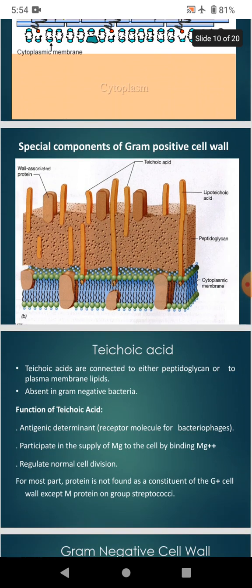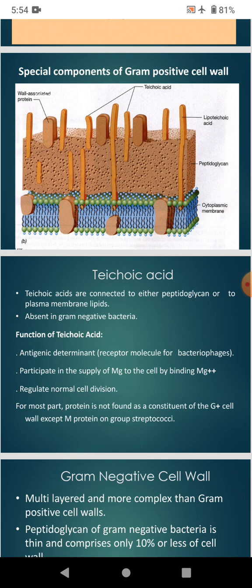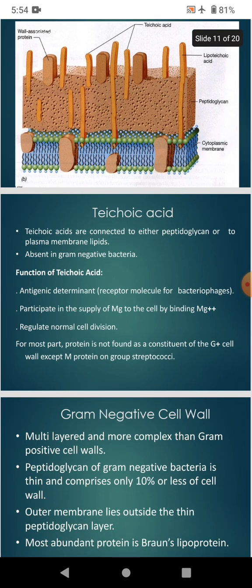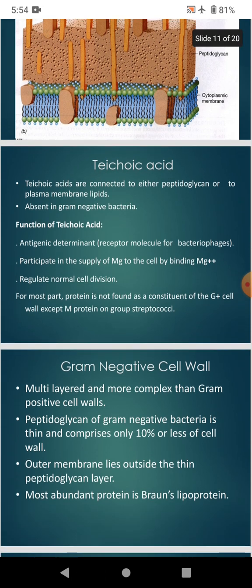First one, teichoic acid. Teichoic acids are connected to either peptidoglycan or to plasma membrane lipids. Teichoic acids are absent in gram-negative bacteria. Then the functions of teichoic acid: it acts as a receptor molecule for bacteriophages. It participates in the supply of Mg to the cell by binding magnesium ions. It regulates normal cell division.